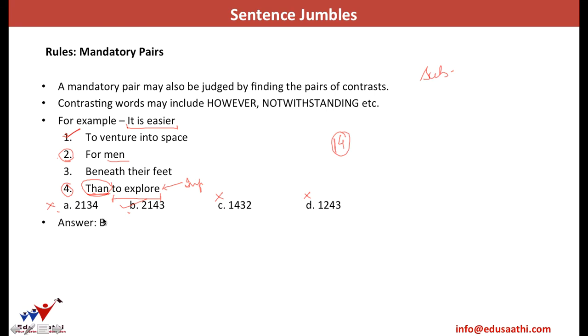So what did I do? I found out where the subject is. First of all, the subject is in phrase number 2, so my sentence has to start with phrase number 2. And then I found a mandatory pair based on the concept of contrasts. There is a contrast existing between phrase number 4 and 1 such that 4 has to follow 1. So the option becomes option number B.